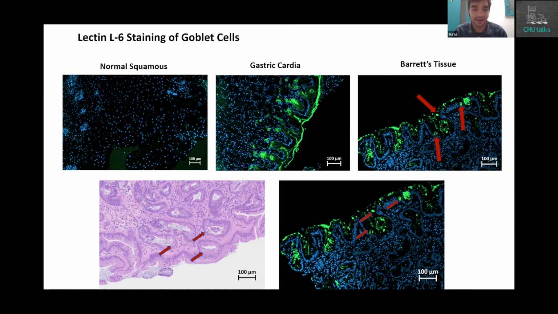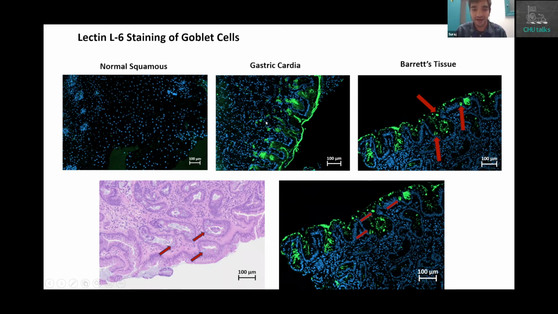What you can see here is that there are 3 tissue samplings. So the first one is a normal squamous esophagus. So that's the normal tissue. Ideally, a biomarker for a disease shouldn't be positive for a normal tissue. So it is good that nothing is binding there.